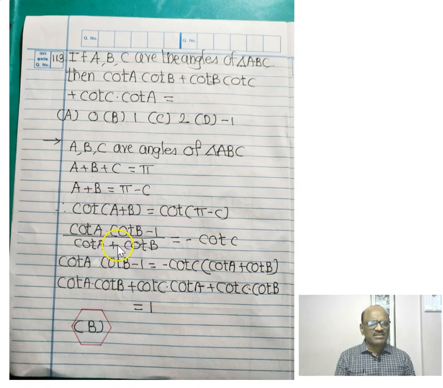In a similar manner, in the reciprocal form, that is cot A cot B minus 1 upon cot A plus cot B. And after that, after the cross multiplication, cot A into cot B minus 1 is equal to cot C in bracket cot A plus cot B. And after the simplification, you are getting cot A into cot B plus cot C into cot A plus cot C into cot B, that is equal to 1, and hence option B is the correct one.